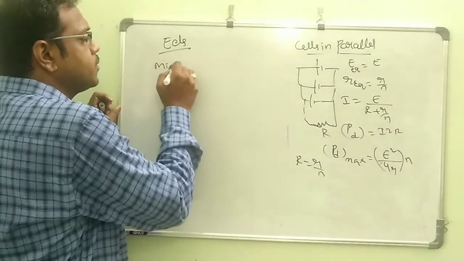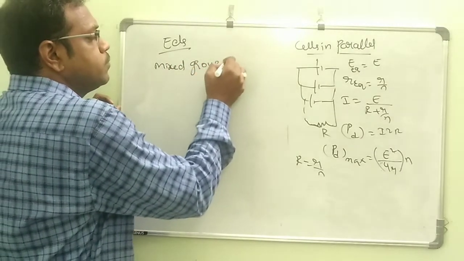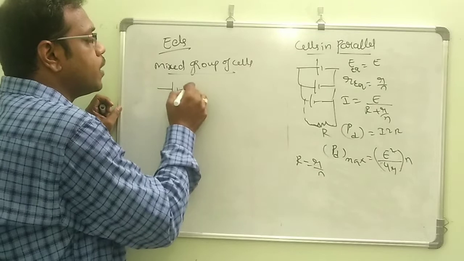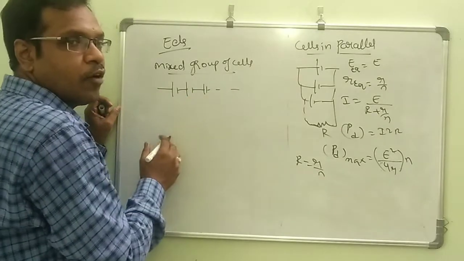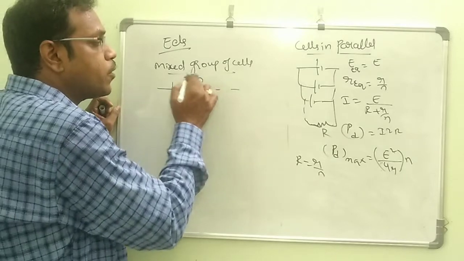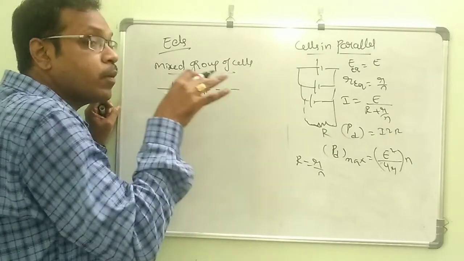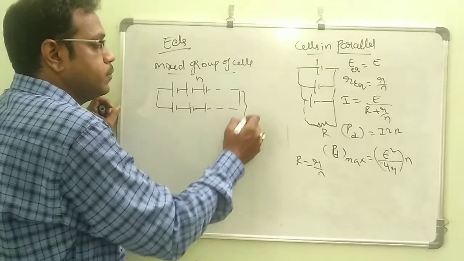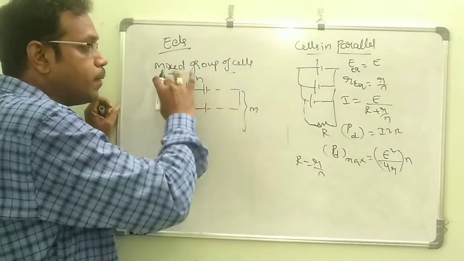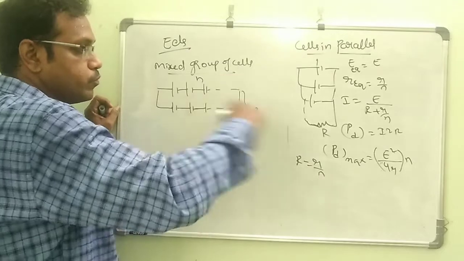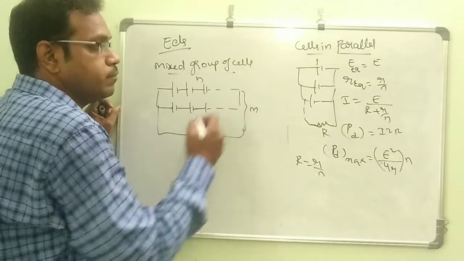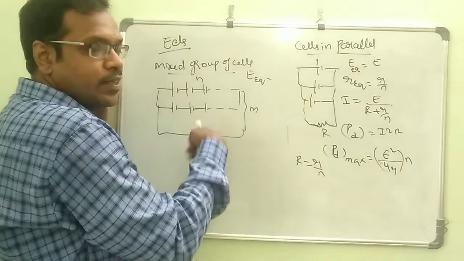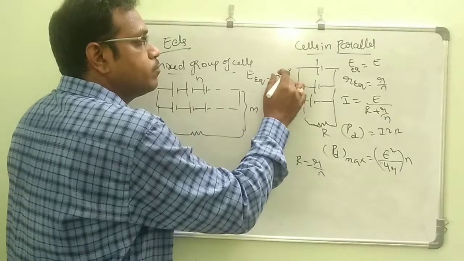Mixed group of cells: n number of cells of equal EMF are connected in m number of rows. So m rows will be there. N number of cells are connected in each of m rows, and that is connected with the external resistor. Again, like this we can solve. E equivalent you will get here, because of parallel you will not get a change, series only you will get it, so this is the equivalent EMF.